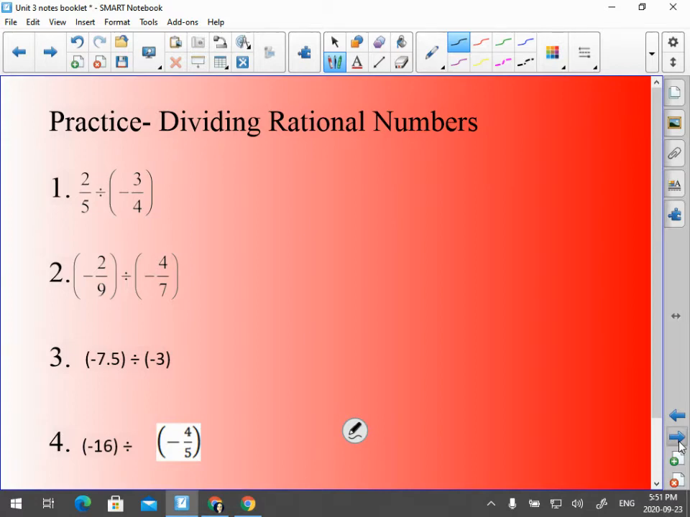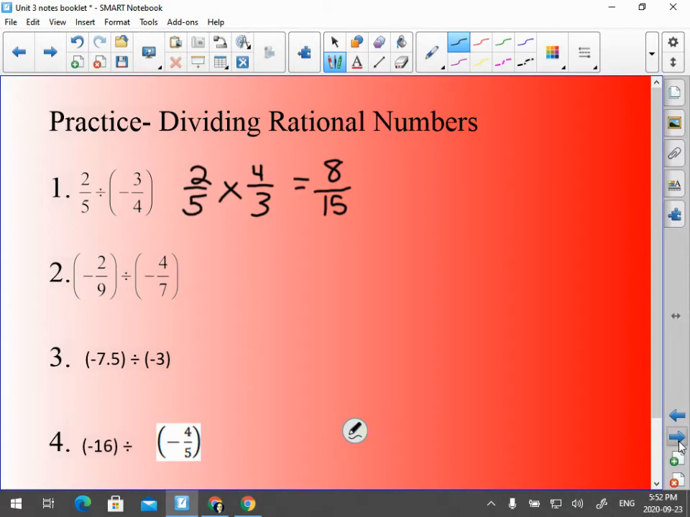So 2 out of 5 divided by -3/4 is actually going to become 2/5 multiplied by the reciprocal, 4 out of 3. So then I'm going to say top times top, numerator times numerator, which is 8, denominator times denominator, which is 15. Okay, if I can simplify, I would simplify, but 8 and 15 don't have any common factors. That is as small as it goes.